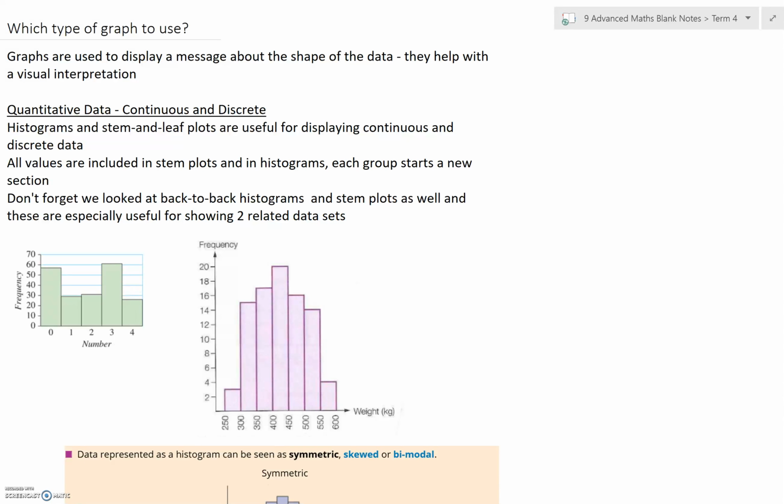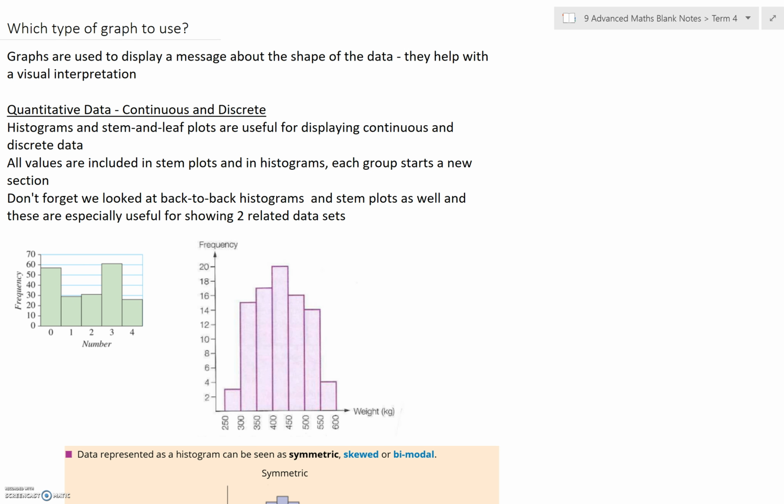Hi everyone, I just wanted to talk a little bit about which types of graph you should use in different situations. As we know, graphs are used to display a message about the shape of the data, and they help us look at it and be able to interpret it. But different graphs work best for different types of data, so I wanted to talk about those.